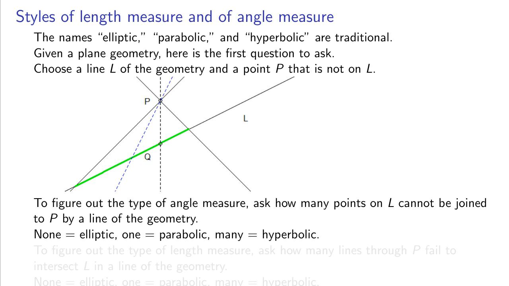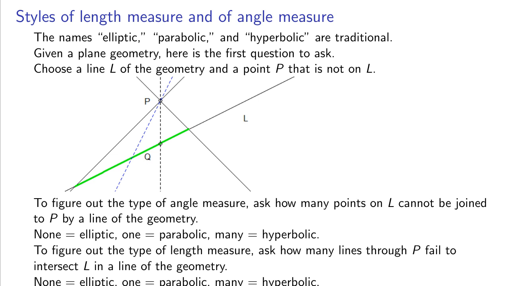Nothing can travel faster than light. So lines joining points that are widely separated in space and close together in time are not lines of this geometry, and in fact we have a whole segment shown in green here on line L of points that can't join with P. In that case, the angle measure is called hyperbolic, and when we study Minkowskian geometry, you'll discover that we take hyperbolic sines and hyperbolic cosines of our angles.